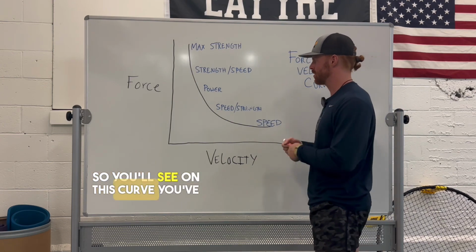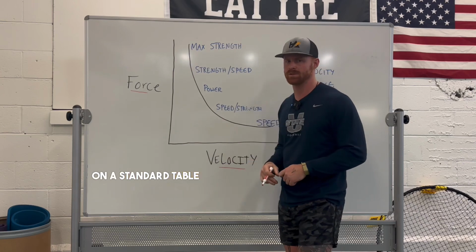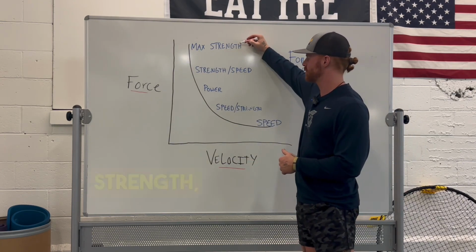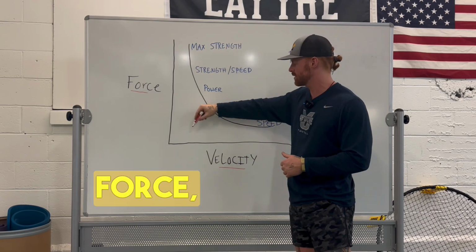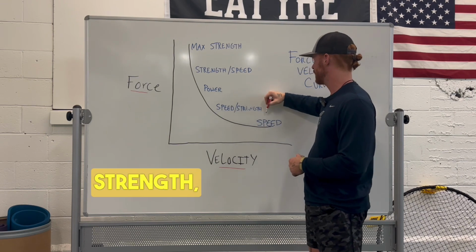So you'll see on this curve, you've got force and velocity on a standard table, so you guys can see the relationship between that. At the top we have max strength, so that's going to be the most force, the least amount of velocity, then strength speed, power, speed strength, and speed.